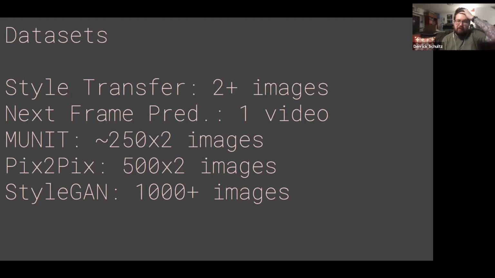In the case of next stream prediction, it's fairly easy because you just need one video. In the case of something like style transfer, you need a content image and a style image, and that seems fairly easy to do. So that's why you might see more people working in style transfer, because it's fairly easy to come up with a data set of that size. Whereas Munit, CycleGAN, Pix, and StyleGAN require a lot of data, and it can be pretty tedious to actually come up with all those images.